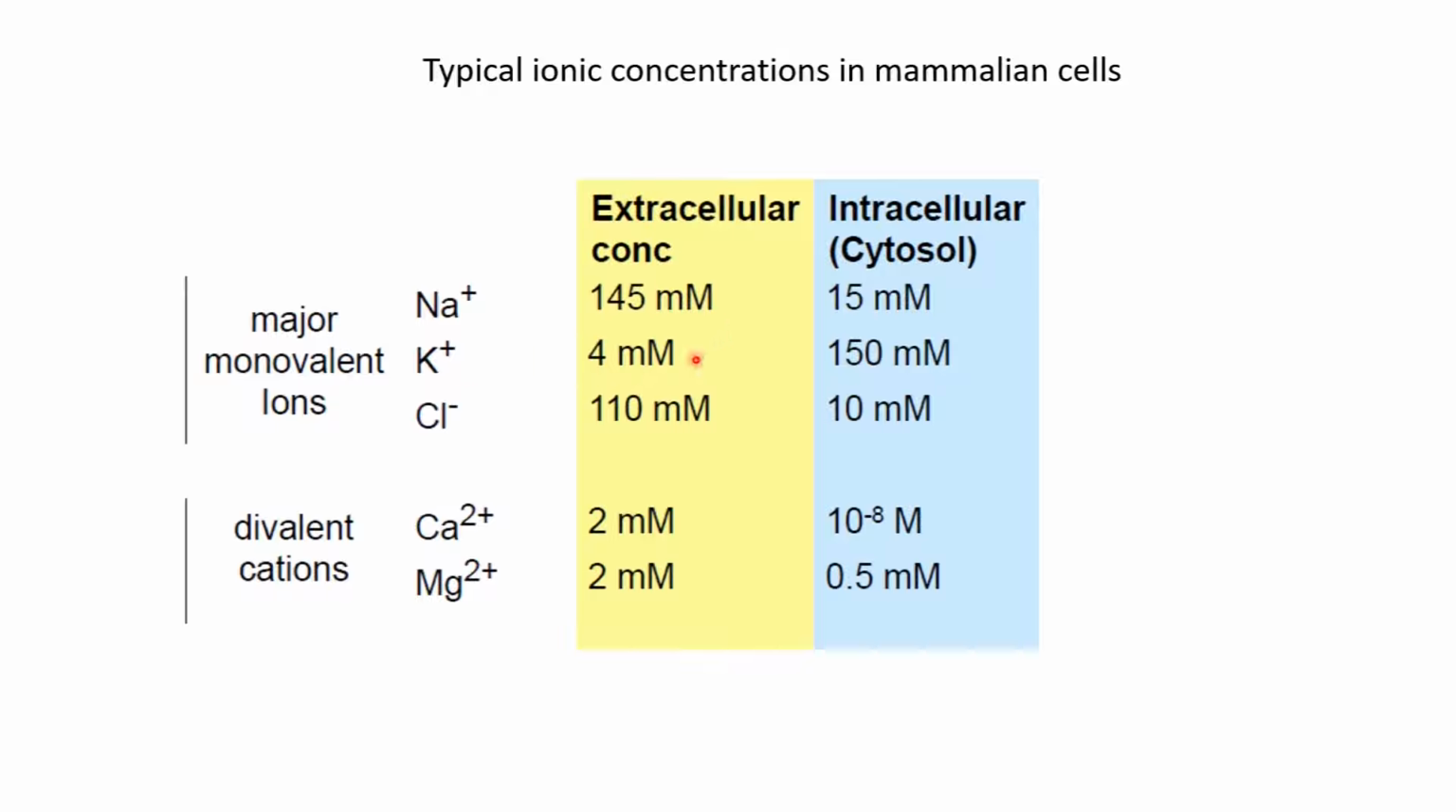Potassium shows the opposite trend, which is it is present at a higher concentration inside and at a lower concentration outside the cells. Chloride is similar to sodium. It is present at higher concentration outside and lower concentration inside. The divalent ions are present in much smaller concentrations, and they are present at slightly higher concentration outside compared to inside. But the overall concentrations are much lower compared to these monovalent ions, as you can see.